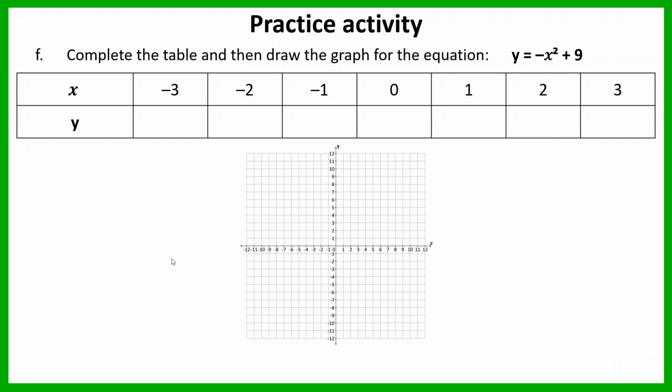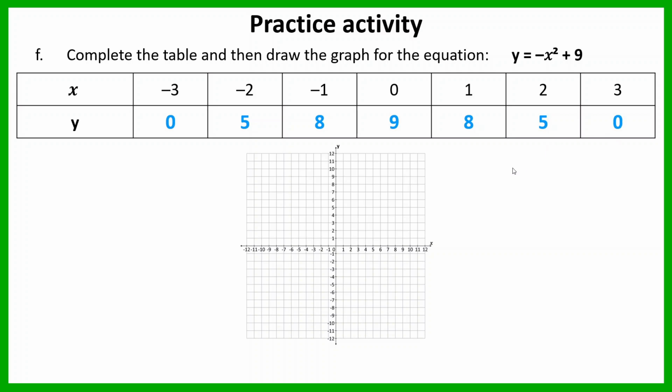Okay, so let's go through this one. So you should have found with this equation that if x is -3, then y is 0. If x is -2, y is 5. If x is -1, y is 8. If x is 0, y is 9. If x is 1, y is 8. If x is 2, y is 5. And if x is 3, y is 0.